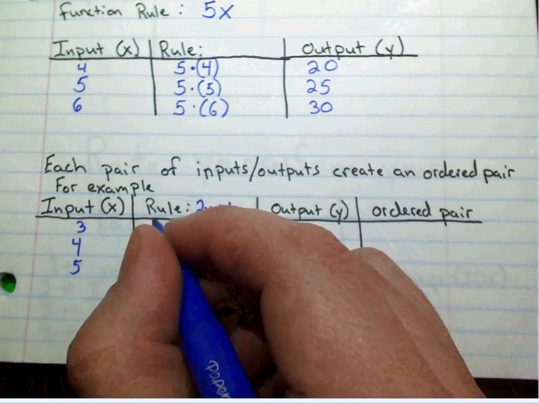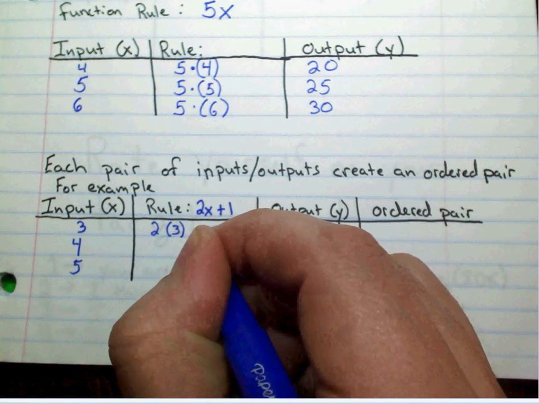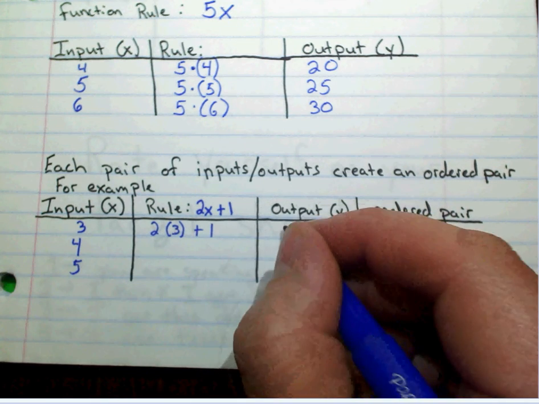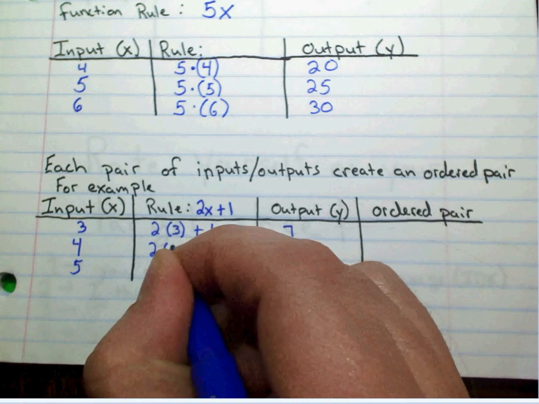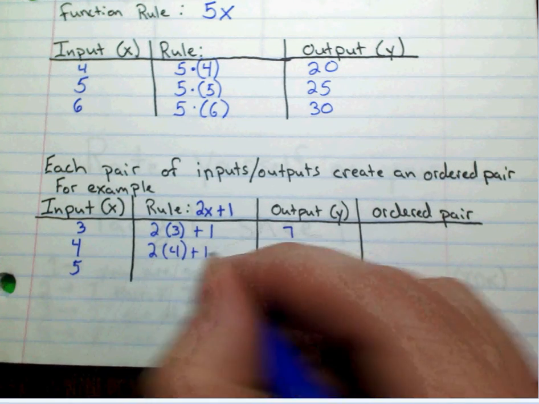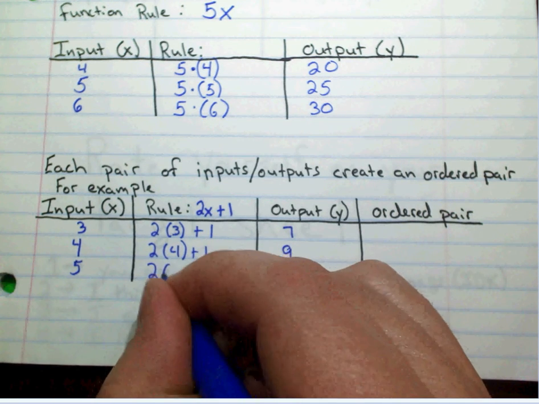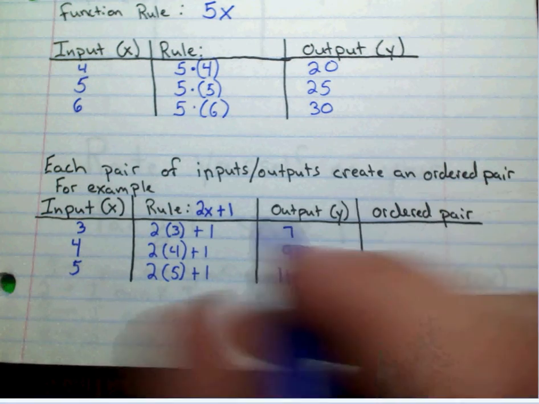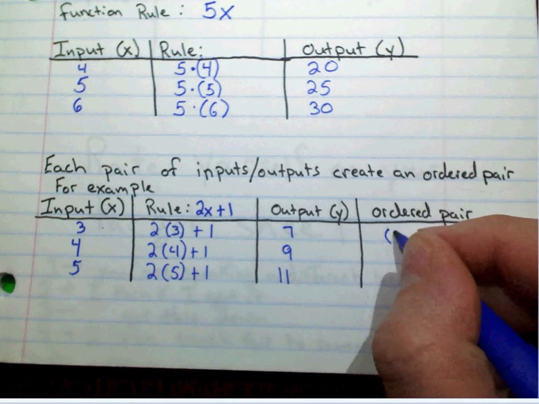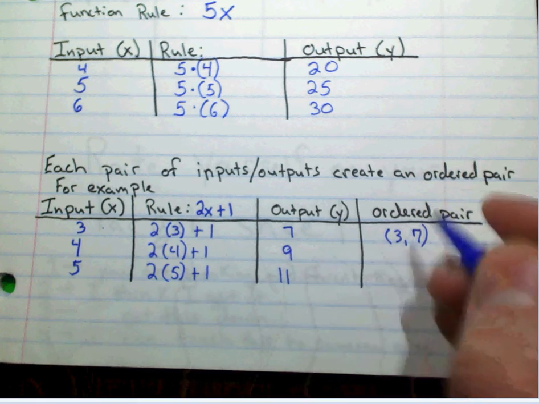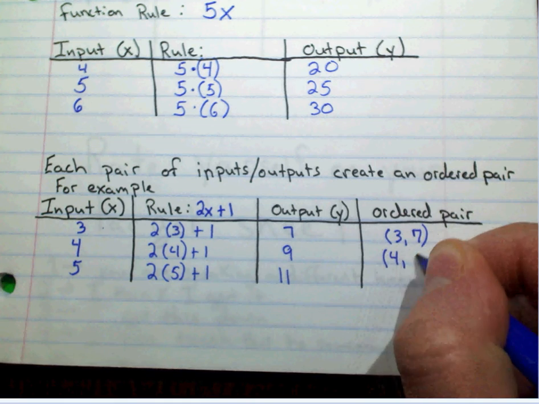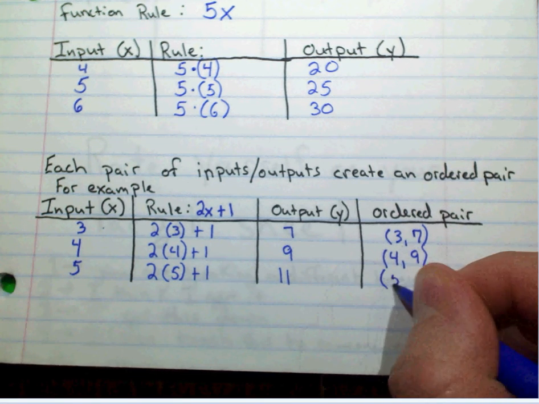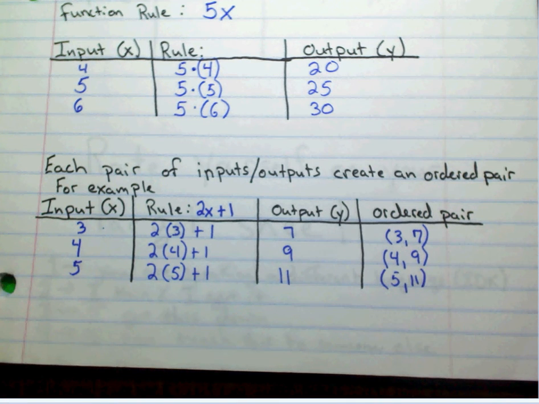So if I go with an input of 3, I have 2 times 3 plus 1. 2 times 3 is 6, plus 1 is 7. 2 times 4 plus 1. 2 times 4 is 8, plus 1 is 9. 2 times 5 plus 1. 2 times 5 is 10, plus 1 is 11. So our ordered pair is our input value and our output value. So it's 3, 7, 4, 9, and 5, 11. I'll give you a second to go through and make sure that you have this all written down. So pause the video now, make sure that you have these tables put into your notes.